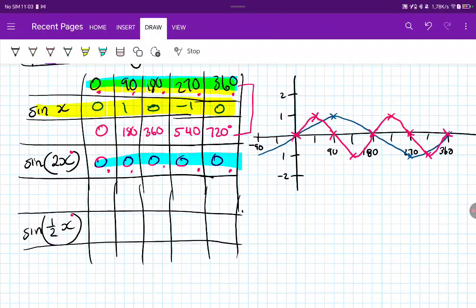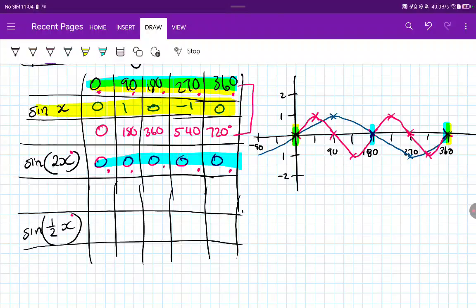What happens over here is that my period is made smaller. From 0 to 360, I have one cycle. I go from start to start one time. Whereas from 0 to 360 on the pink graph, I go once, one cycle, 2 cycles. So the 2 there means I have 2 cycles, or whatever the period may be.